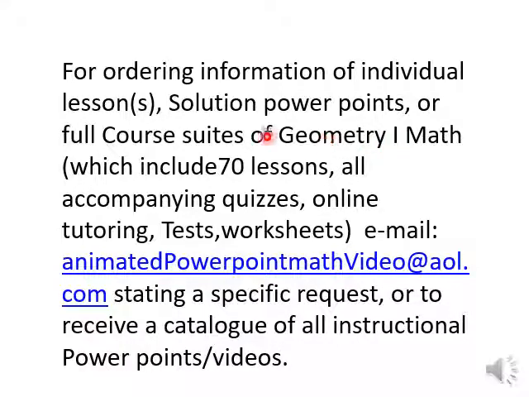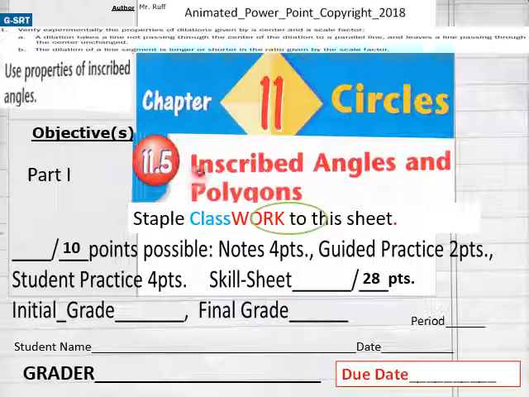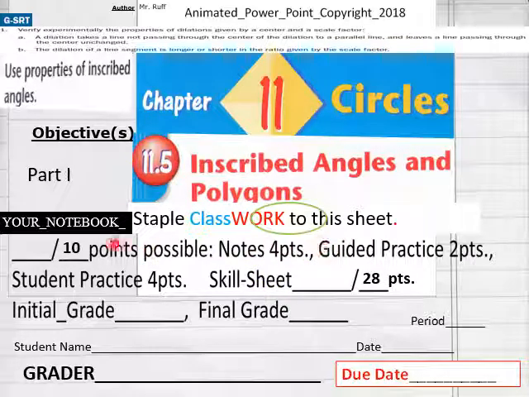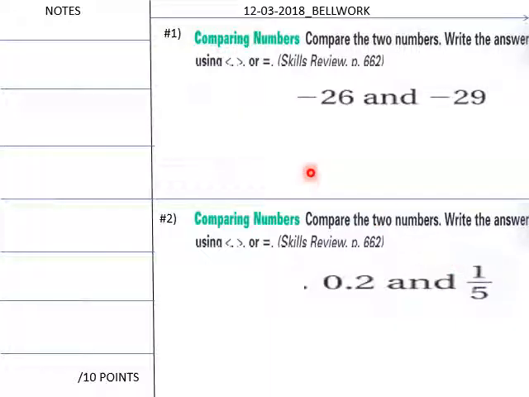Hello everybody, getting ready to do 11.5 of Geometry 1 Math Plan. We have an inscribed angles and polygon lesson here, and a 10-point notebook guide waiting for you, and then a 28-point skill sheet for classwork to be done during class time.